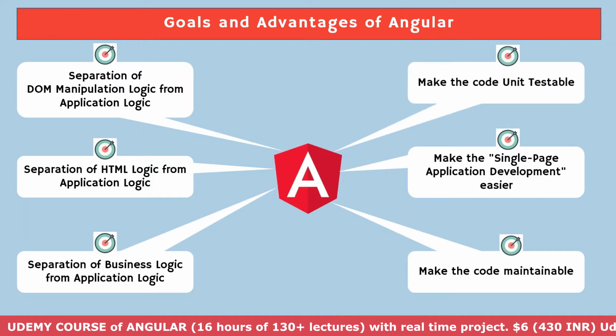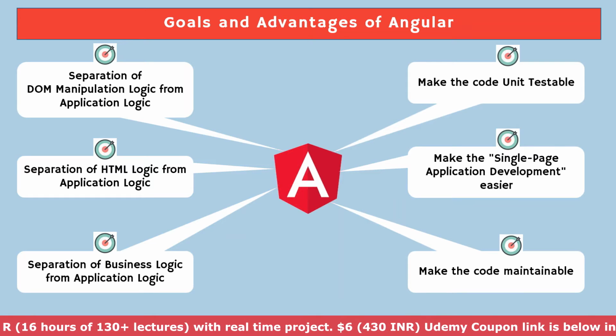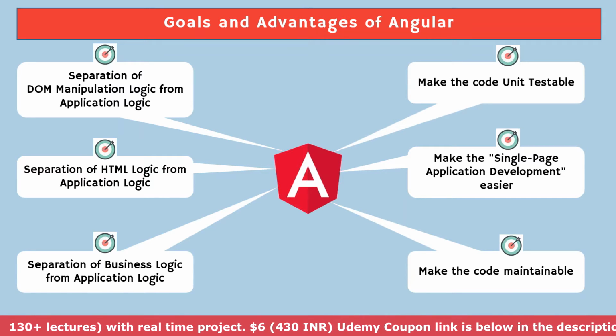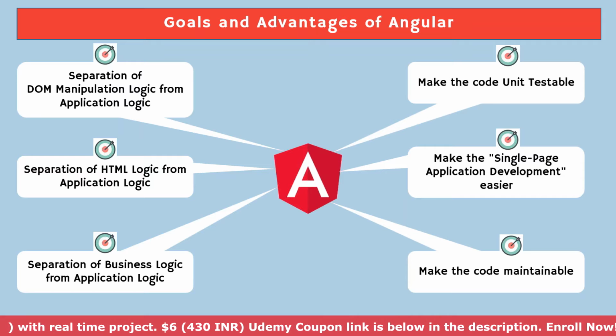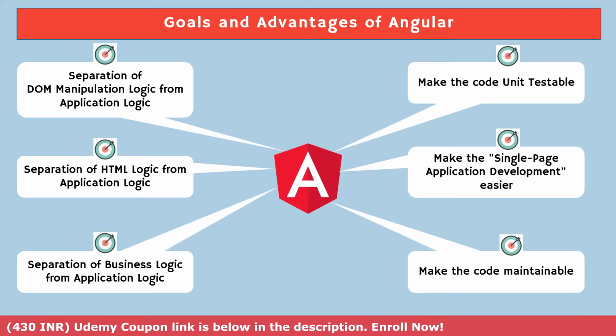Sixth one, make the code unit testable. Unit testing is the concept of testing the individual component or service without integration of the complete application. We will pass the necessary inputs to the components or service programmatically and examine its results, whether it returns the expected results or not.